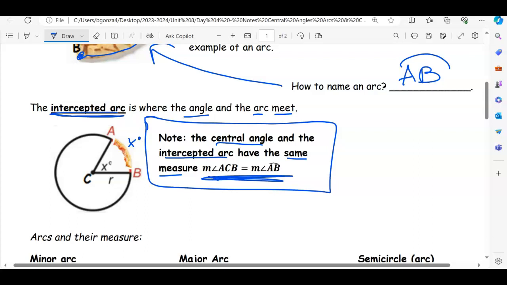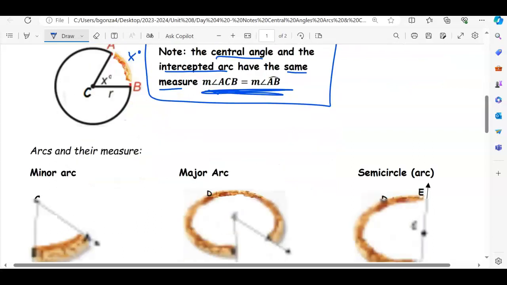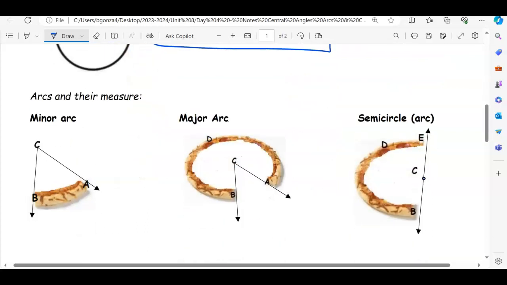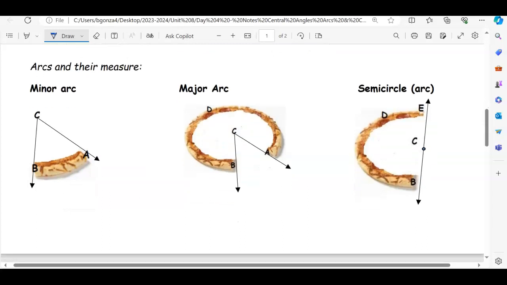40 degrees. Good job, students. All right. Now, on the bottom here, we've talked about major, minor, and semicircle, right? So this should be a little review. If your pizza crust is a normal pizza crust, and it's just like a sector slice of pizza, all right?